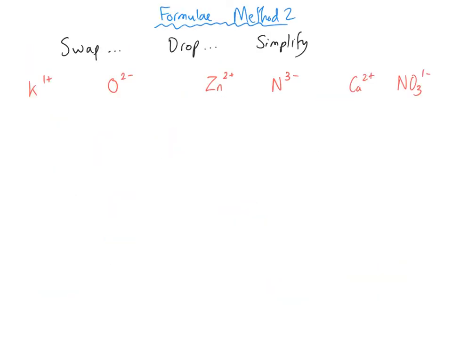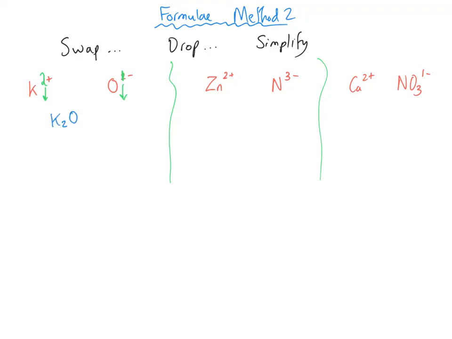The second method of working out a formula is probably easier. I don't like it as much, but you can just do it with a simple method, and this method is swap, drop and simplify. And so the idea here is if we take potassium and oxide as ions, what you do is you swap the size of the charge over. So potassium is 1+ and oxide is 2-, so you swap those numbers over and then you drop them down onto the line and we end up with our formula K2O.